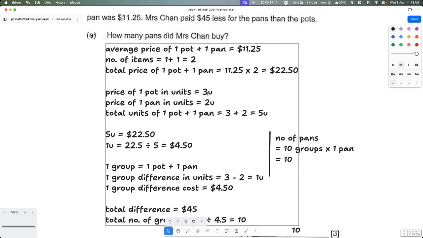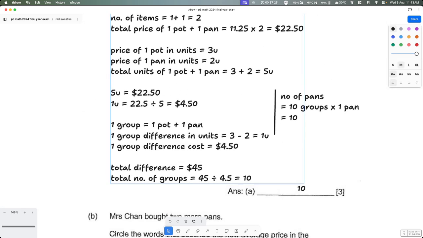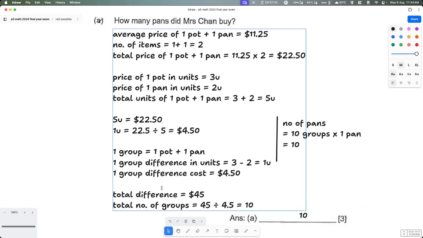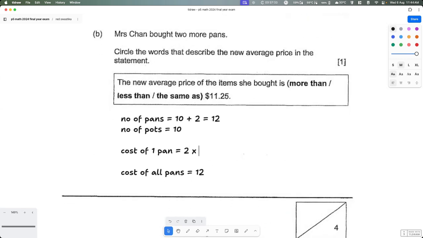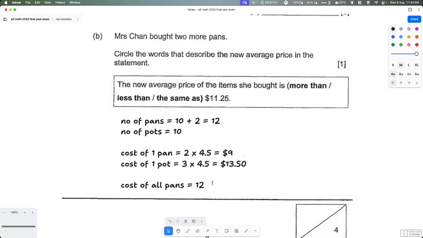One pot is 3 units, one pen is 2 units. So the cost of one pen is 2 times 4.5, and in this case will be $9. The cost of one pot will be 3 times 4.5, which is $13.50. So the cost of all pens is 12 times 9, which is 108.